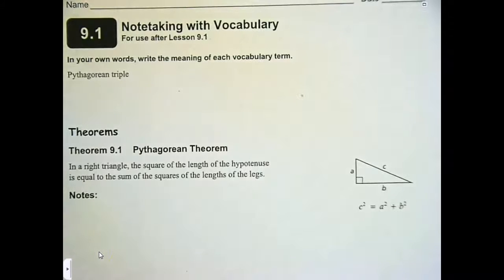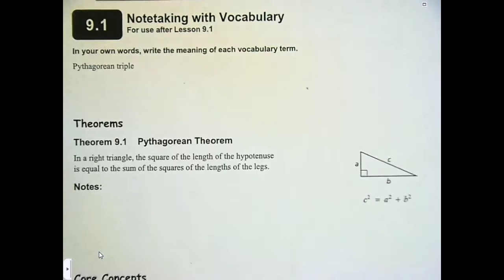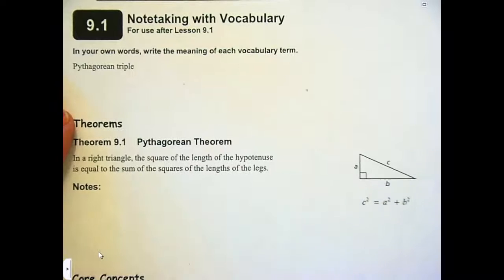We go. 9.1, Pythagorean Theorem. Tell your neighbor what the Pythagorean Theorem is. A squared plus B squared equals C squared. Okay, so just for those who need a quick review, a squared plus b squared equals c squared.